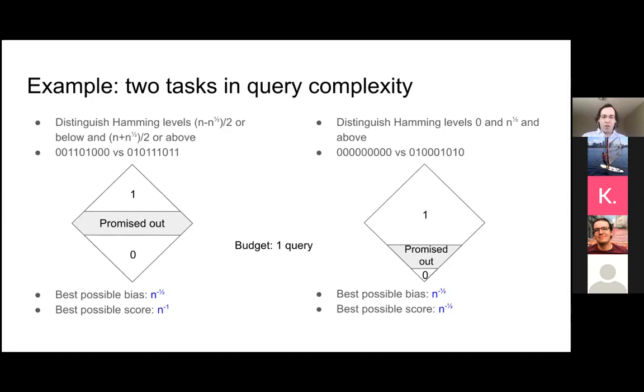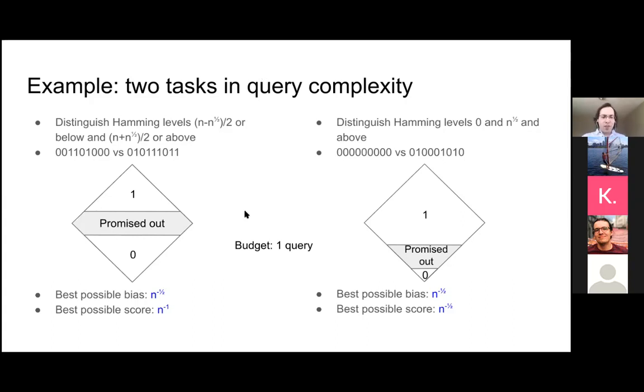So look at what happened here. When evaluated according to the bias, these two problems looked the same in terms of difficulty. The problem on the left looked as hard as the problem on the right. With one query, the best possible bias was 1 over root n for both. But when you evaluate according to these forecasting algorithms and their scores, and you ask what is the best possible score of a forecasting randomized algorithm, now the two problems look very different in difficulty, and the one on the left looks harder. So distinguishing two Hamming layers near the middle seems harder now than near the edge, near the all zero string.